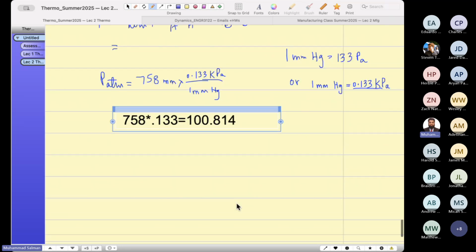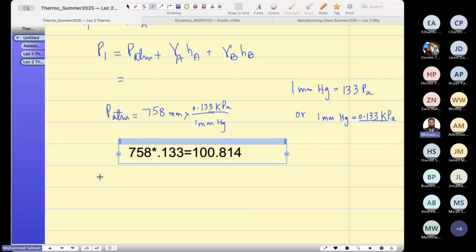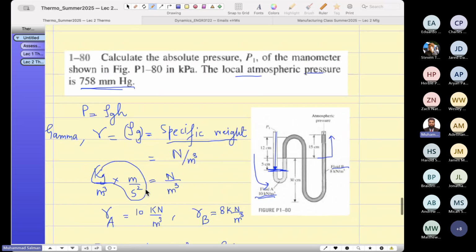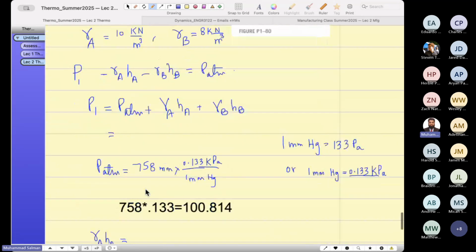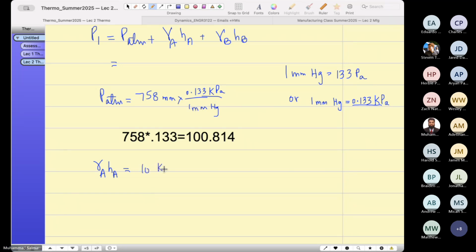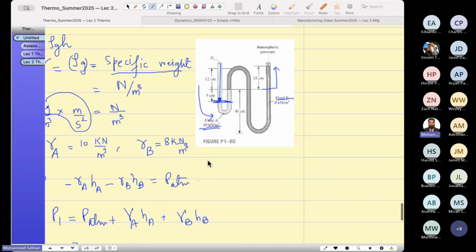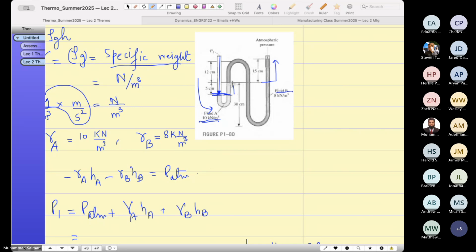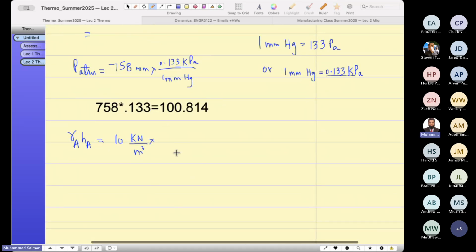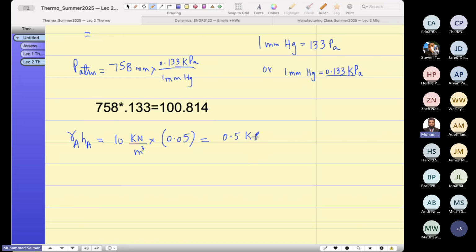There is another word, specific gravity. I will talk about it later, or I have talked about it in the previous lecture. So specific weight times HA. Specific weight is how much? 10 kilonewton per meter cube. And the difference in height is 5 centimeter. So I can write it down in meters, 0.05 meters. If you solve this, you should get 0.5 kilopascals. How? Kilonewton per meter cube times meter becomes pascal.